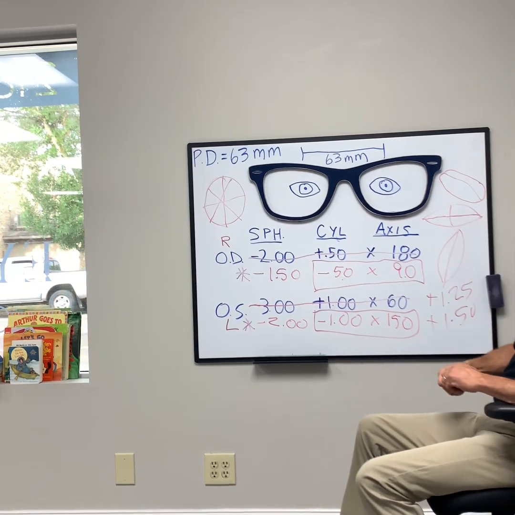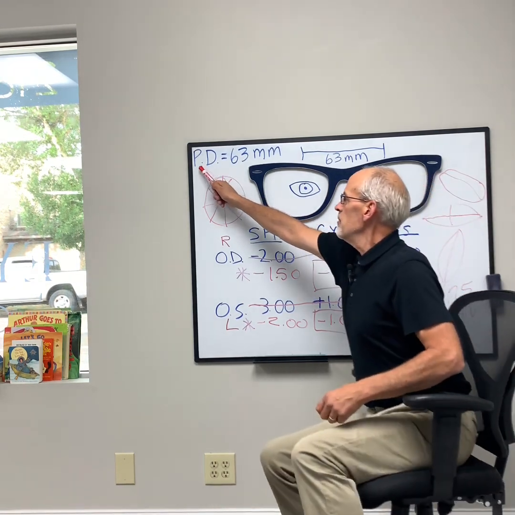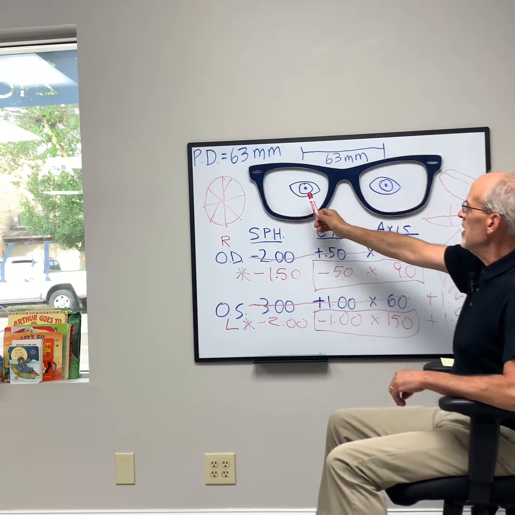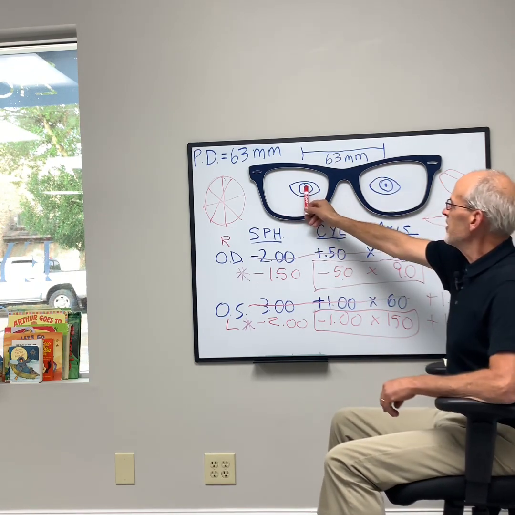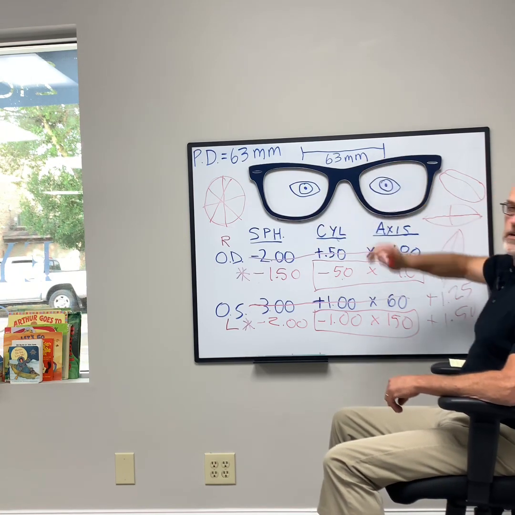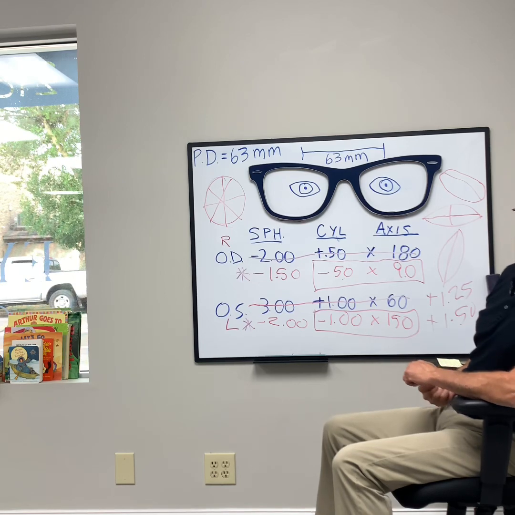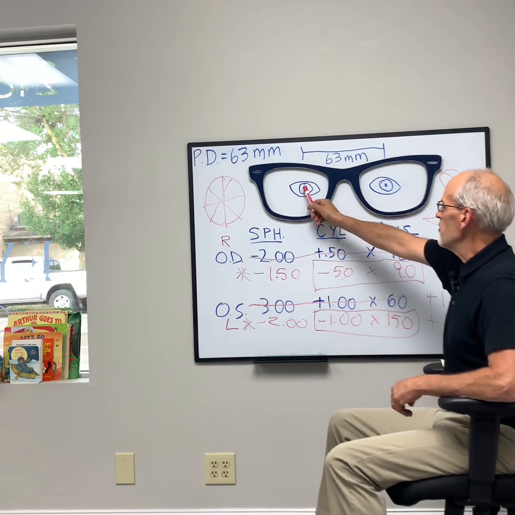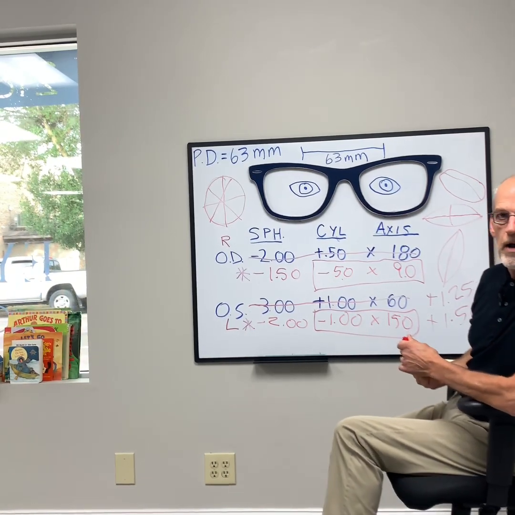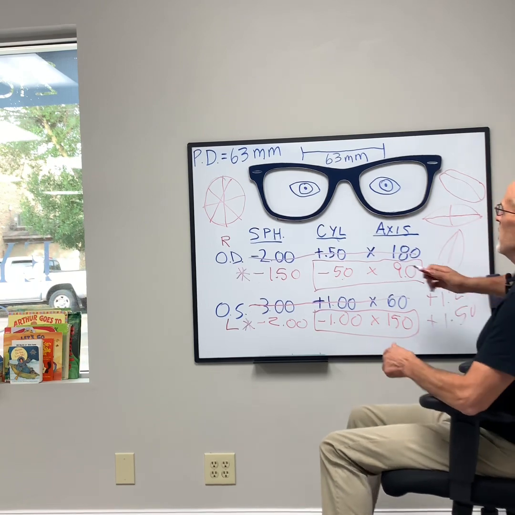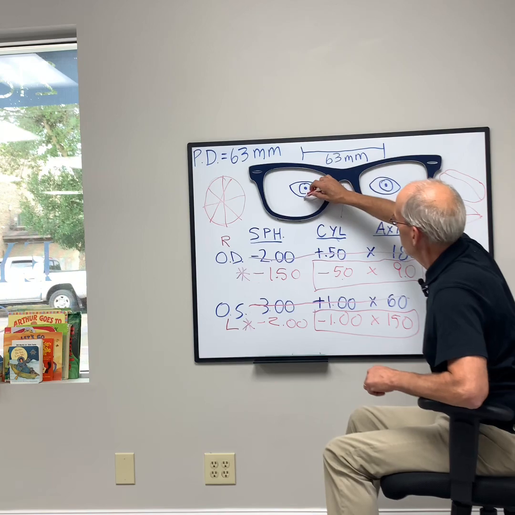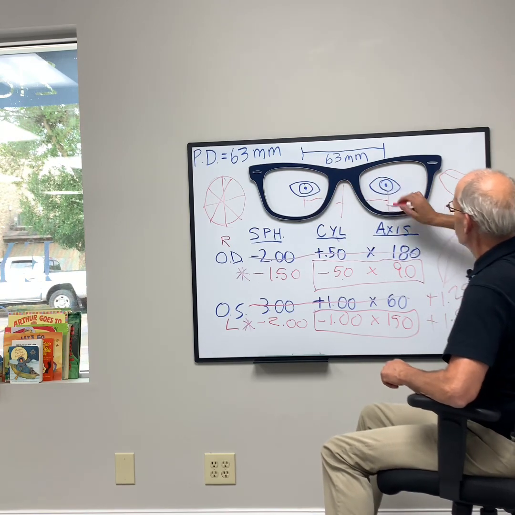Another really quick thing that we have with a prescription is a PD, pupillary distance. What a pupillary distance means is the distance between the center of each eye. A lot of places do what's called a binocular PD, where they just measure it and it's 63 millimeters. Here at Eye to Eye Optical, we do monocular PDs, which means we measure from the center of the bridge of the nose to the center of this eye and to the center of this eye.